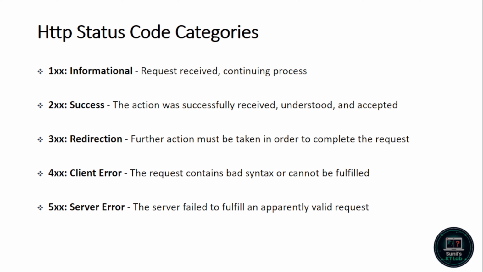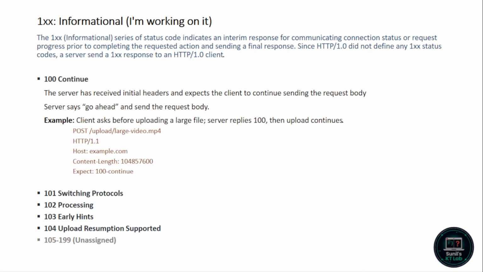Now let's see the HTTP status code categories. Currently there are a total of 5 categories. First is informational, second is success, third is redirection, fourth is client error, and fifth is server error. Let's see them one by one. First, informational. The 100 series of status codes indicate an interim response, meaning these are status codes sent by the server as an intermediate status code.